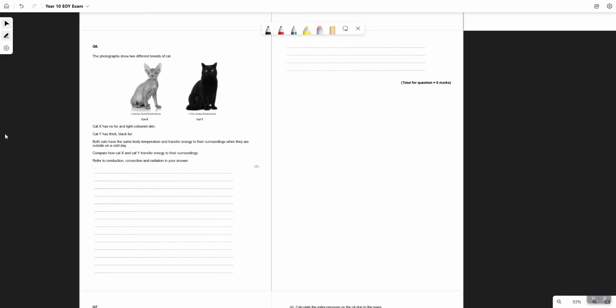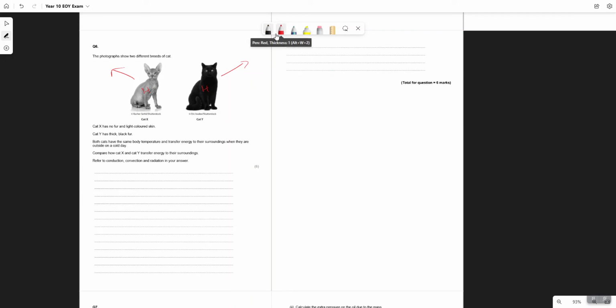Big immediate misconception that happened in a lot of answers is people forgetting that the direction of energy transfer is out from the cats. Okay, so energy is going that way. These are the warm things. These are the hot things, so they are losing energy. So we have to therefore consider how they are different in terms of convection, conduction, and radiation.